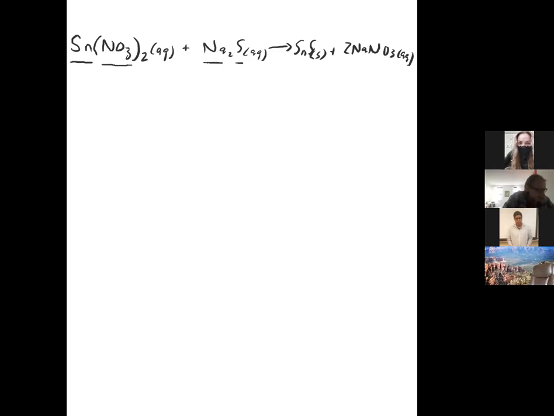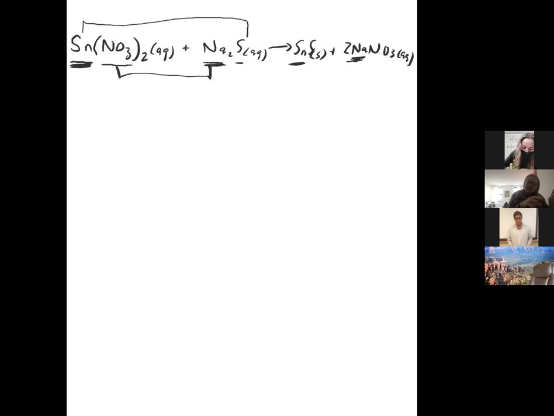And again, if you look at it, see what's happening. It's switching partners. The tin is starting off with the nitrate, and the sodium is starting with the sulfide. In the end, the tin is now with the sulfide, so it's combining with that second part. And in the end, the sodium is now with the nitrate, so it's combining with that one. That's essentially the form of a precipitation reaction. So you can see why we have that category, right?